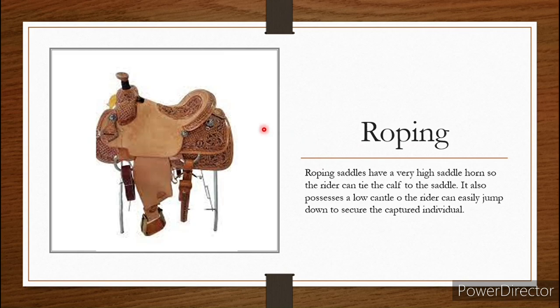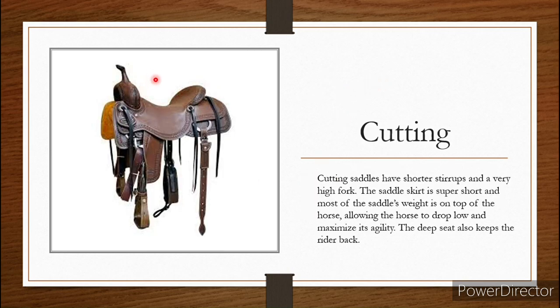Roping. So the roping saddles have a very high saddle horn, so that when you're roping, you can tether the calf to the saddle horn and secure it. It also possesses a very low cantle, so the rider can easily jump down and capture the cow that has been roped. Cutting. Cutting saddles have very short stirrups, and a very high fork up here.